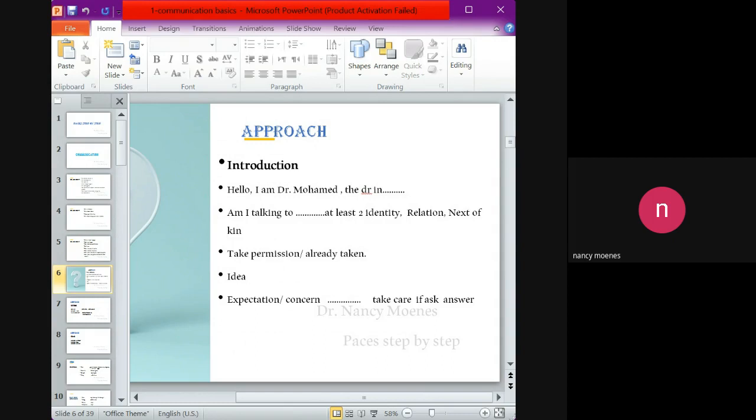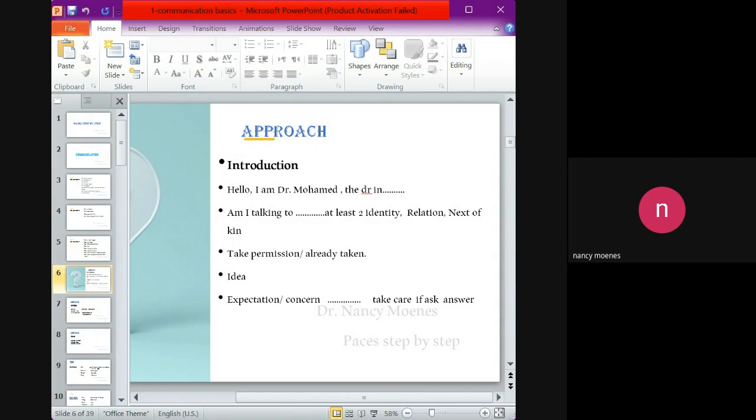Am I talking to Mr. Ahmed Ali, 65 years old? Okay. I have to confirm at least two identities. I mean, I am talking to Mr. Ahmed Ali, 25 years old. And if I am talking to a relative, I need to confirm his relation.